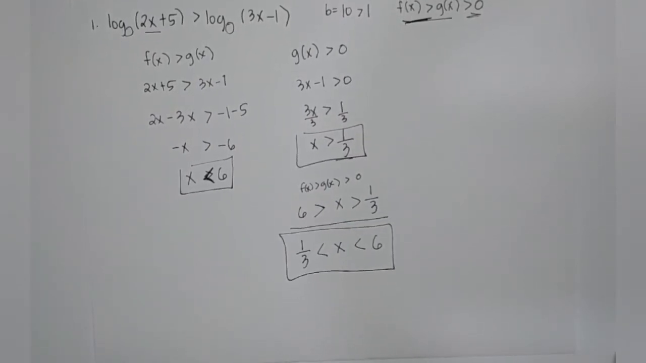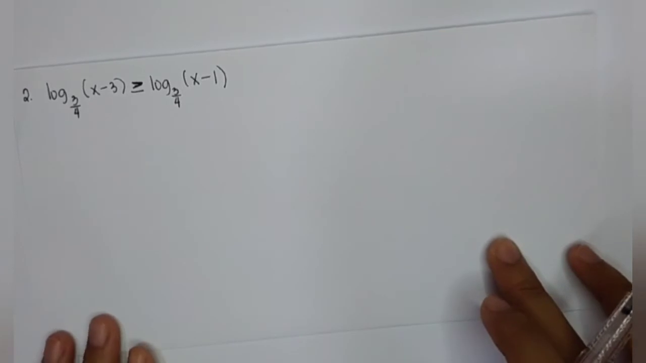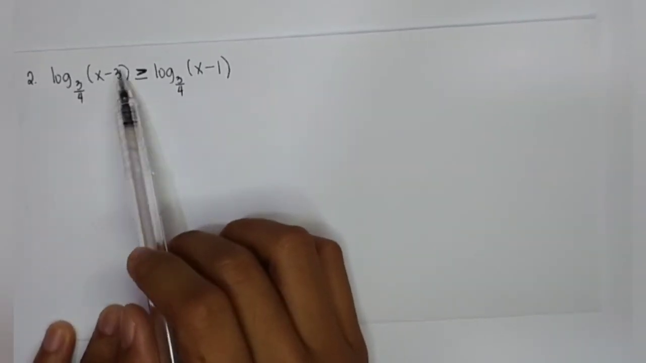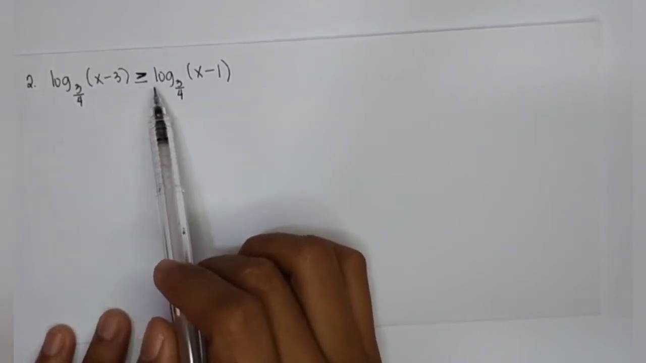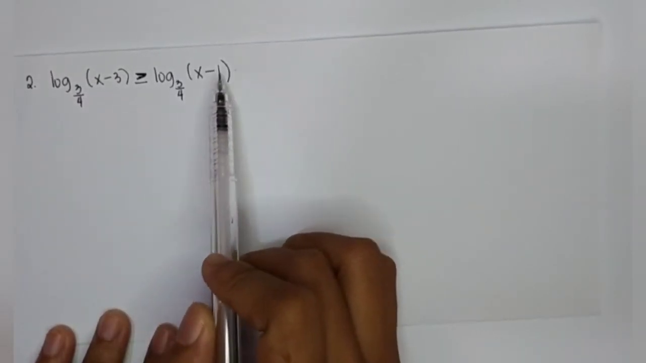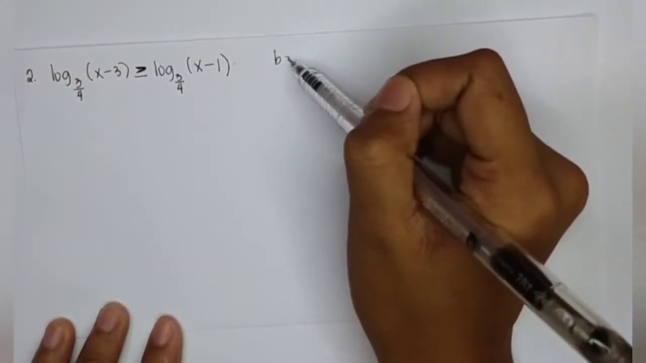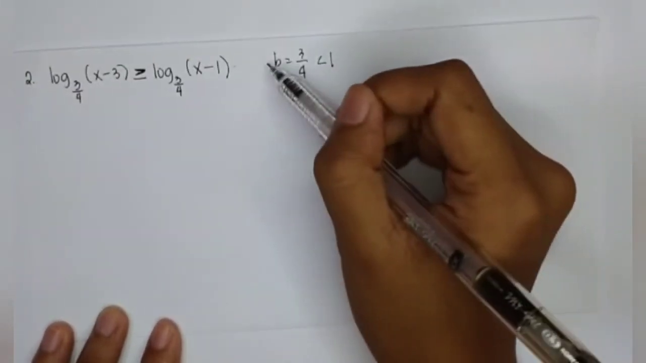Let's proceed to example number 2. We have log of x minus 3 to the base 3/4 is greater than or equal to log of x minus 1 to the base 3/4. Again, our b is 3/4, which is less than 1 but greater than 0.